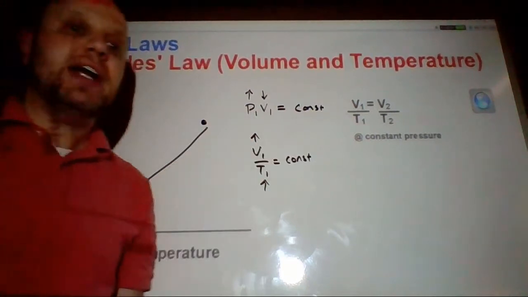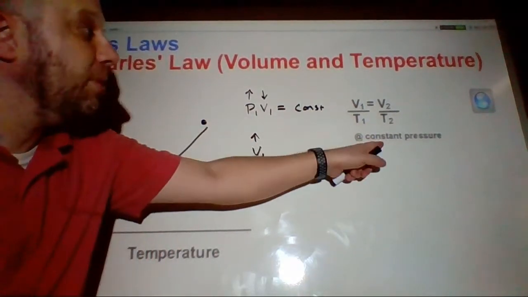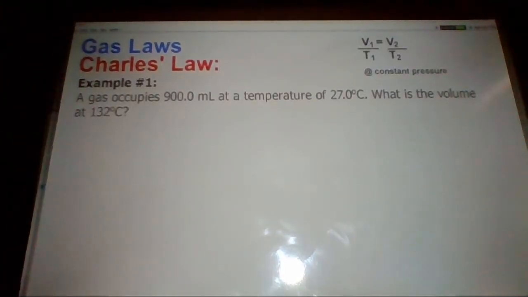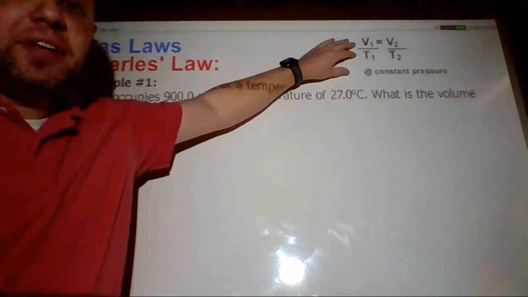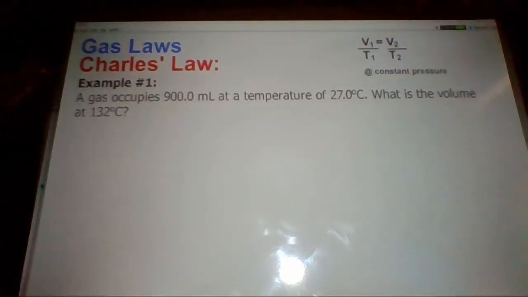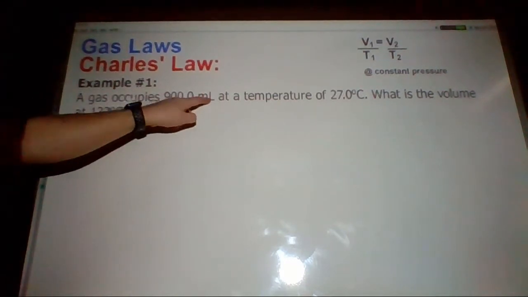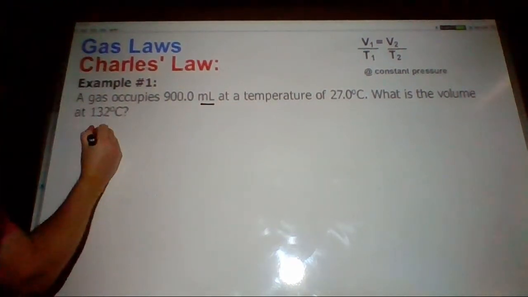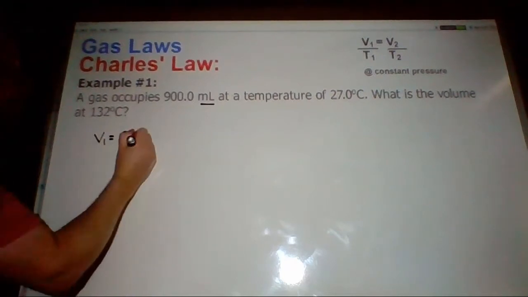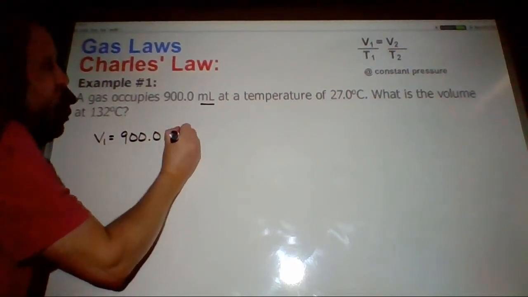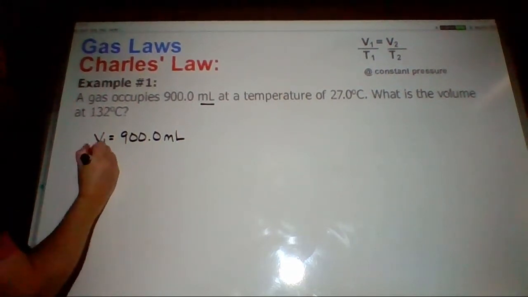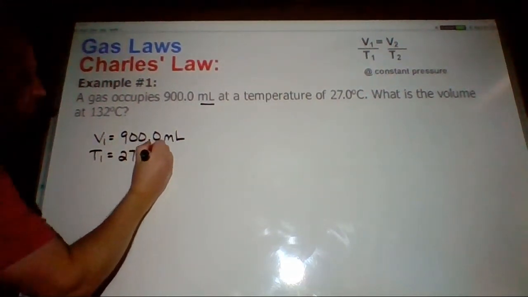So on the next page, we're going to try a sample problem, and we'll use that relationship at constant pressure to investigate. So here we go on our second problem. I've copied over the equation from the previous page so that we can use that. It says a gas occupies 900.0 milliliters. Now they didn't tell you, but you know by looking at the unit that 900.0 must be our volume. So we're going to put volume 1, 900.0 milliliters, making sure to keep all four significant figures. The temperature in this case is 27 degrees Celsius. So our temperature 1, 27.0 degrees Celsius.